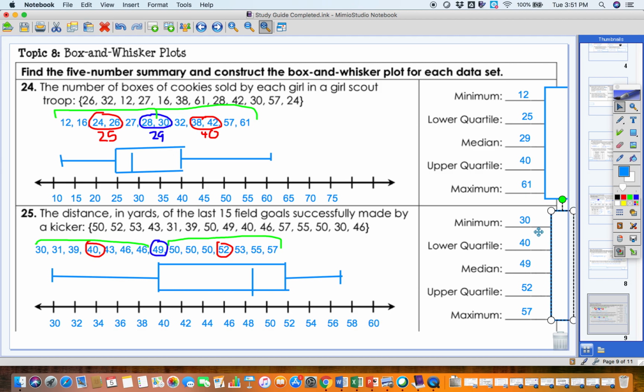So my minimum is 30, my lower quartile is 40, my median is 49, my upper quartile is 52, and my maximum is 57. I put the shorter lines on my minimum and my maximum, the longer lines on my lower quartile, my median, and my upper quartile. Connect your longer lines to make your box, and then draw your lines out to your whiskers.